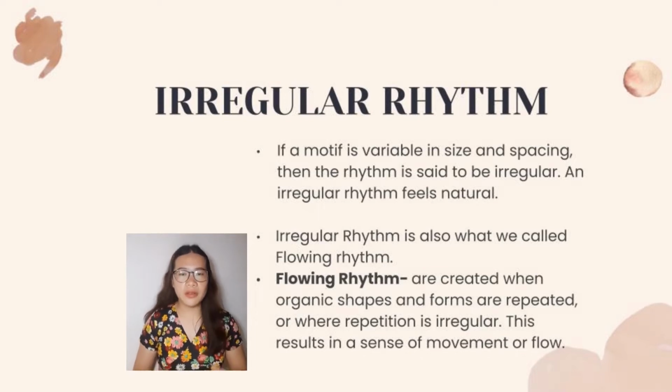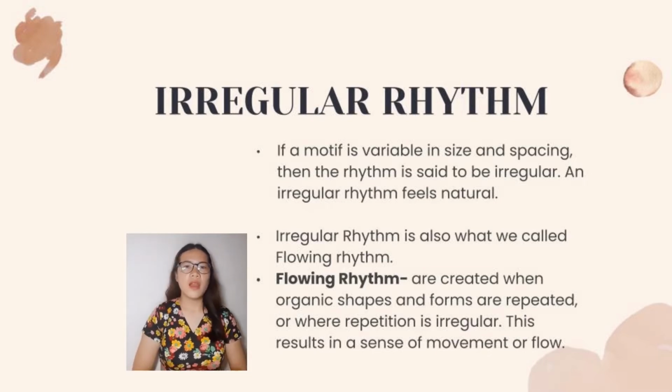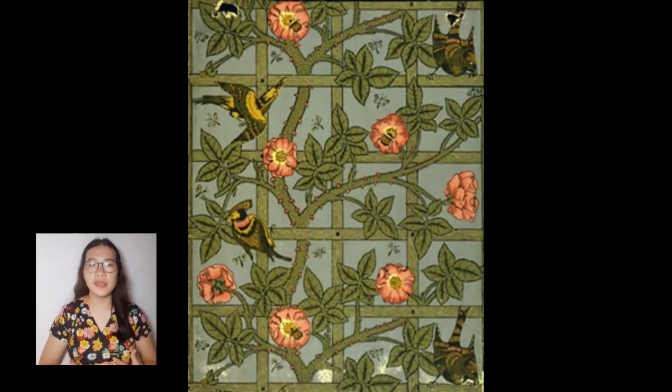So irregular rhythm is also what we call a flowing rhythm. Flowing rhythms are created when organic shapes or forms are repeated, or where repetition is irregular. This results in a sense of movement or flow. So the example that I can provide is the design of William Morris's trellis wallpaper of 1864. As you can see in the picture, there is also a flowing rhythm in nature, just like the curving shapes of the stem and the branches of the climbing plant.